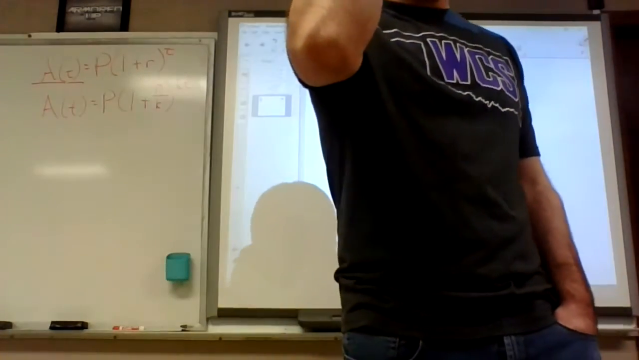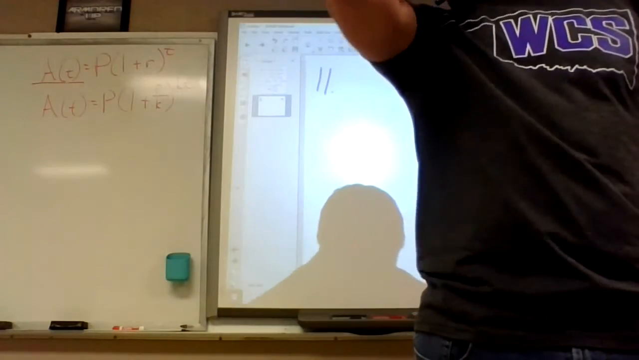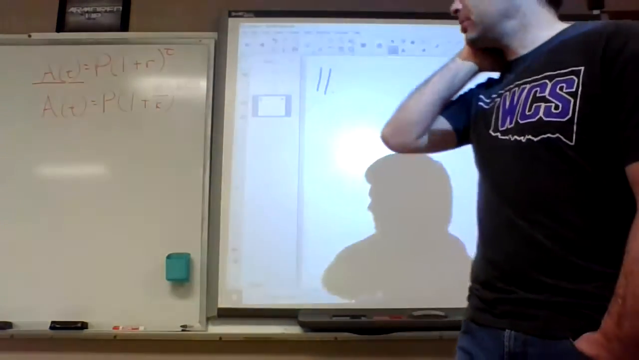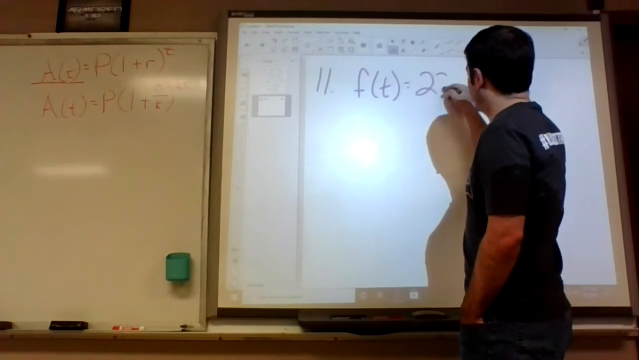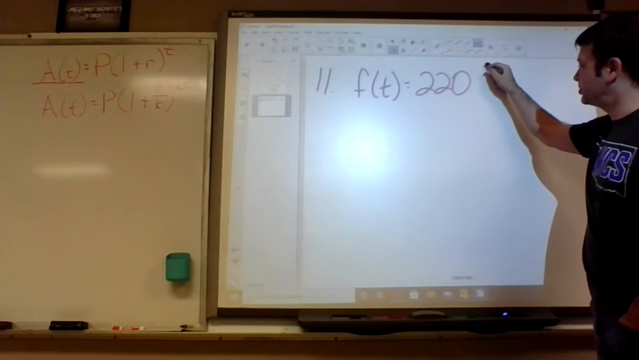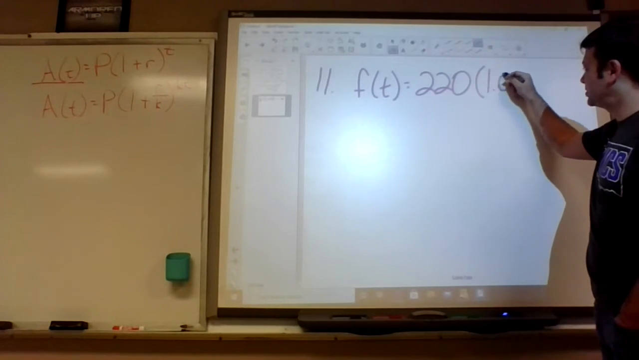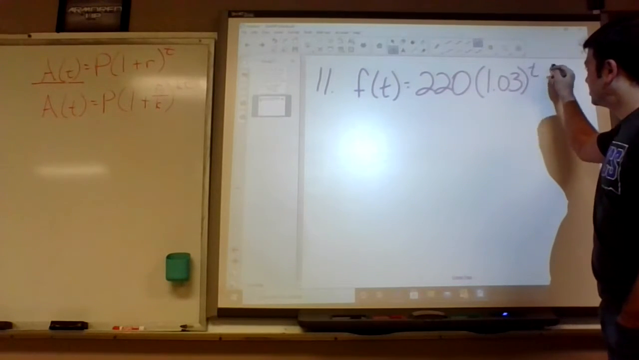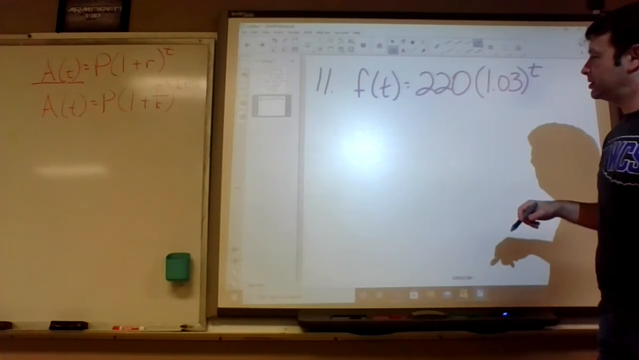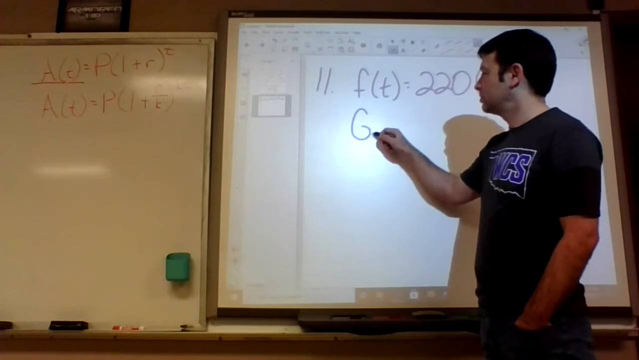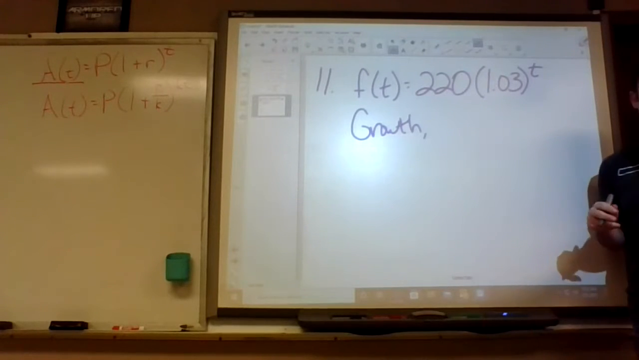All right, number 11. A telecommunications company plans to expand its workforce of 220 employees by 3% a year. So 220 is the initial amount. It's going up 3%. So what do I put in parentheses? 1.03. And then, is that growing or decaying? Is it 1.3 or 1.03? 1.03.